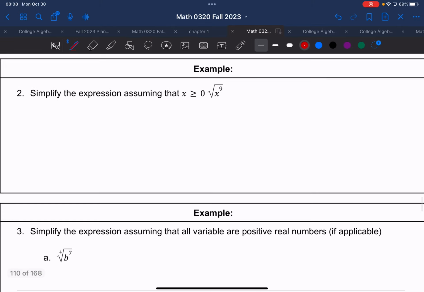Looking at the first example, it says simplify the expression, assuming that x is greater than or equal to 0, the expression square root of x to the 9th power. Why is it adding this part for us? Assuming that x is greater than or equal to 0. Why is that important?